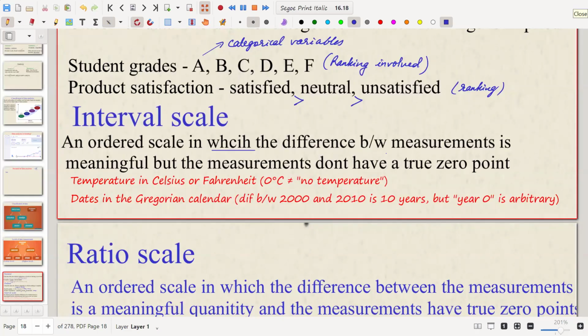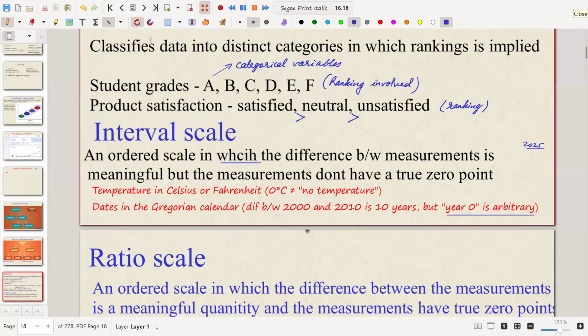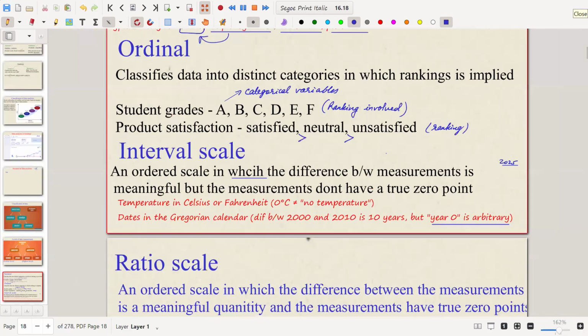Okay. Take the year 2025, for example. Year zero is kind of arbitrary. So the difference between 2000 and 2010 is meaningful, as 10 years have passed since then. But year zero doesn't make any sense because it is arbitrary.